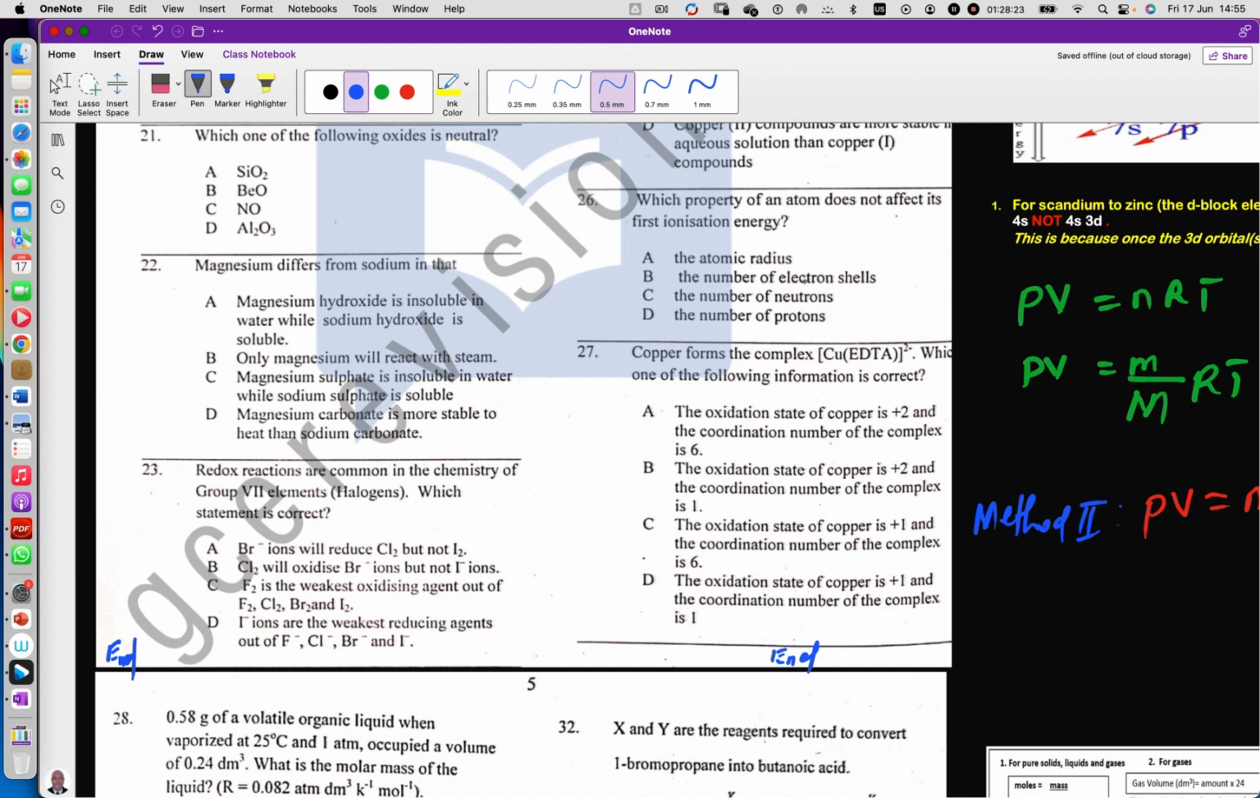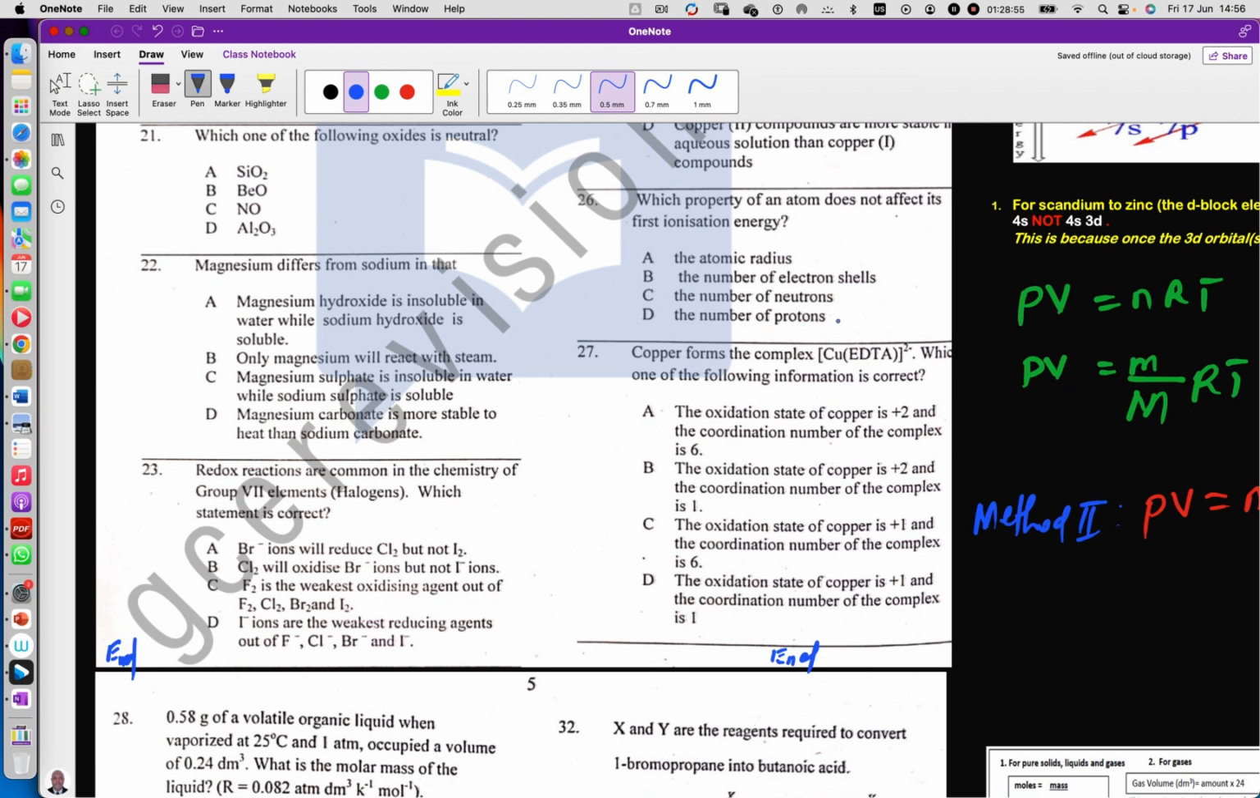The number of electron shells affects the first ionization energy, because through shielding, as you go down the group, the number of shells are increasing. As the number of shells increases, the distance from the nucleus to the outermost electron, what we're calling atomic radius, will increase, and the attractive force decreases. We call it the shielding effect. The number of neutrons has nothing to do with this one.